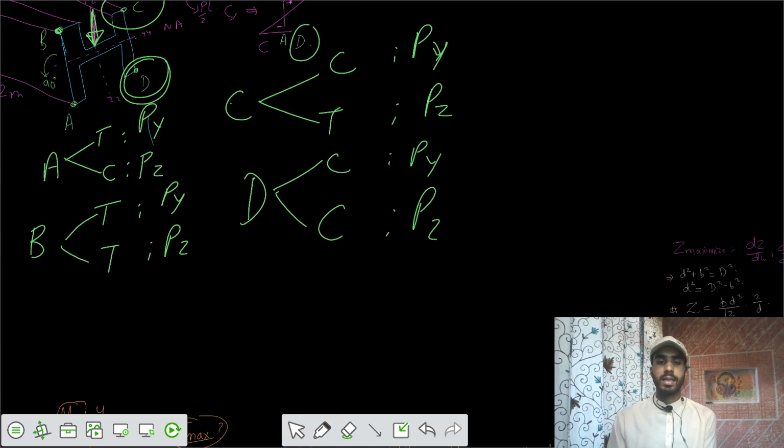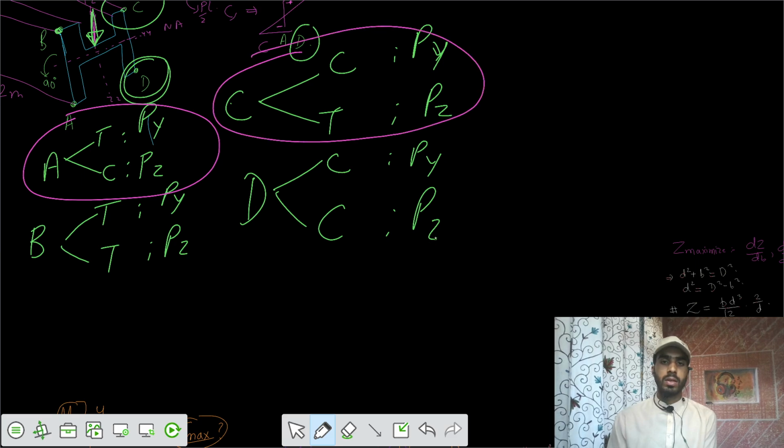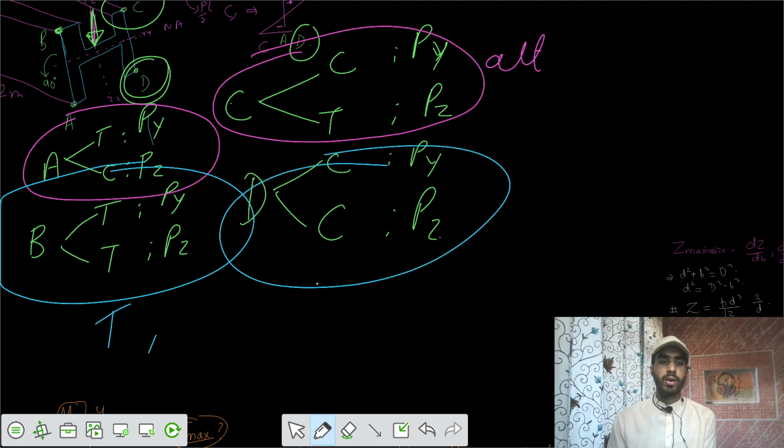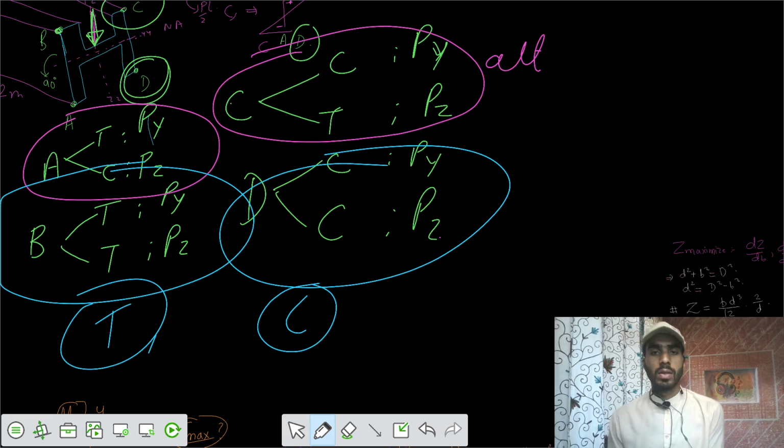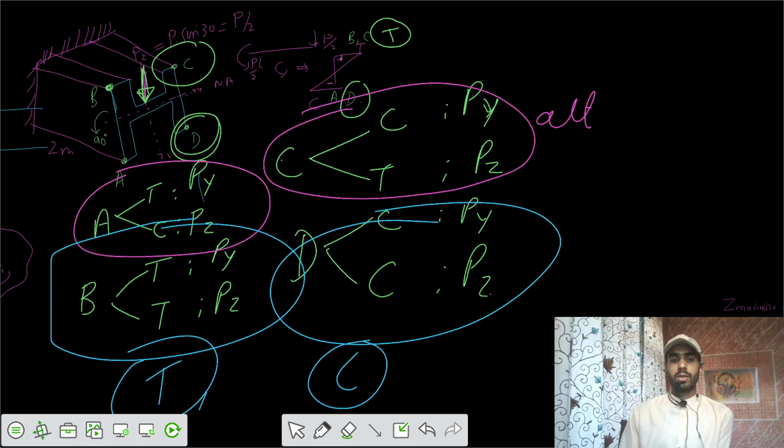So we can say that out of those four, two are alternate. A and C are having alternate values, and B and D are having the same values, either tensile or compressive. So we need to calculate the stresses at those four corners.